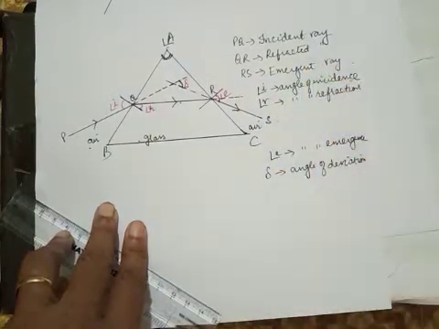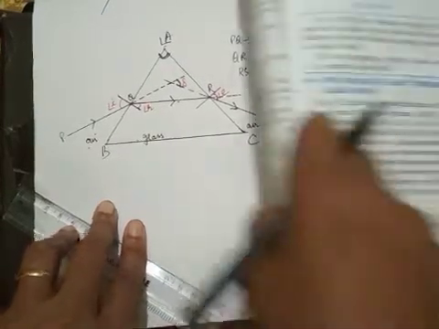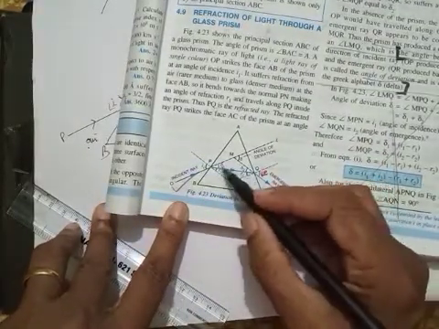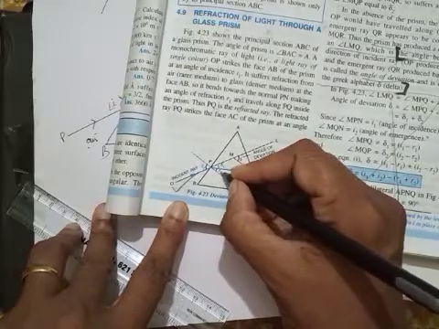If you look at your book, the angles they have given are quite confusing: R1, R2, delta 1, delta 2 and all. So you don't need all that.